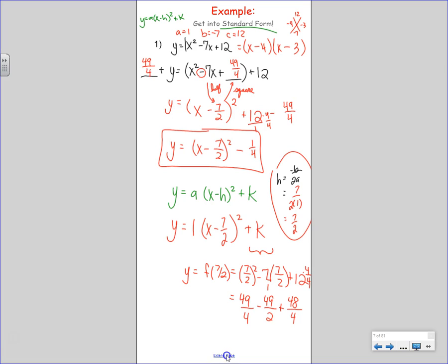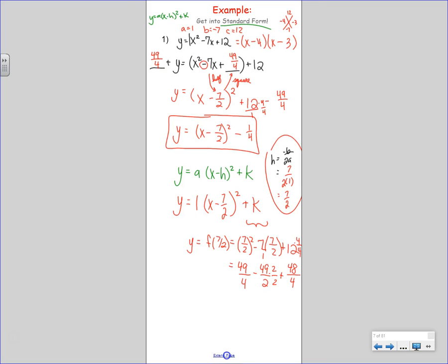Yeah, I still have to get a common denominator. So I can move this guy off to the side. I have to get them all to match before I can put them together, unless you're really good at mental math with fractions, and some of you are. Now I'm going to end up with 49/4 minus 98/4 plus 48/4, and some of you are like, I don't like this. But it works, I just want to prove that to you. 49 minus 98 ends up being -49/4, plus 48/4 is -1/4.